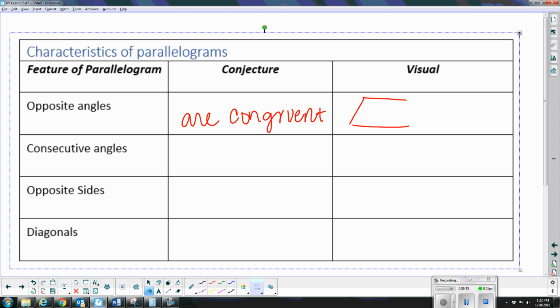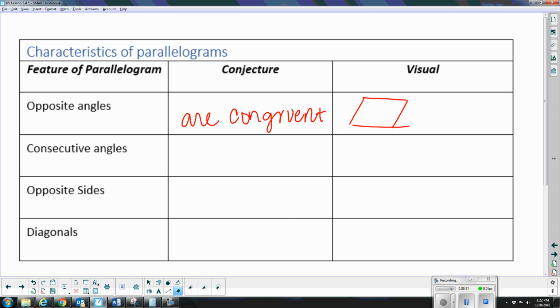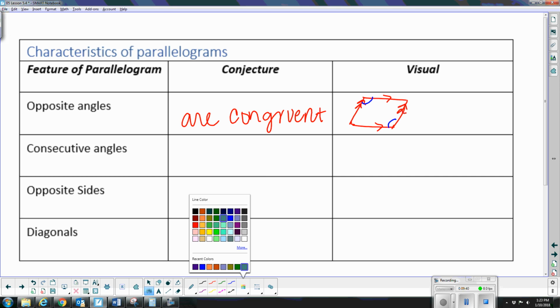So in our parallelogram, I'm just going to keep marking it every time. But in our parallelogram, here are our opposite angles. Those two are congruent, and these two are congruent.